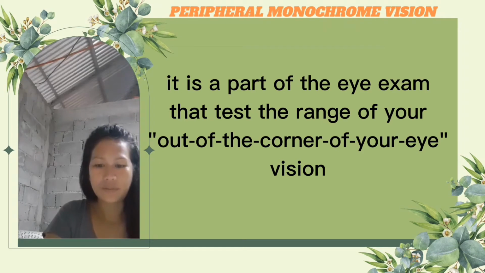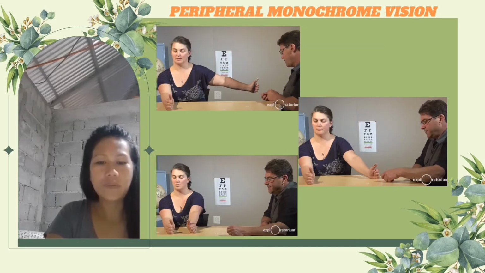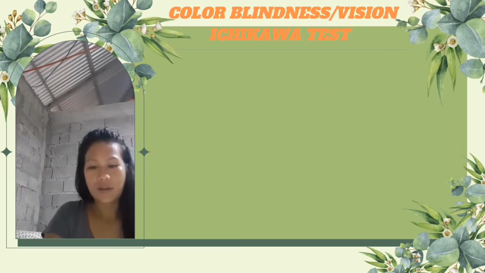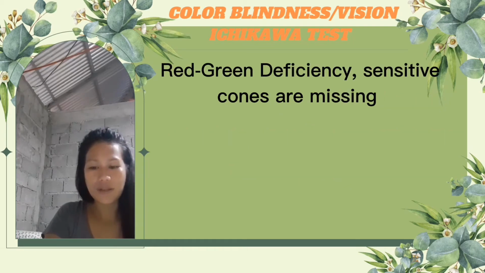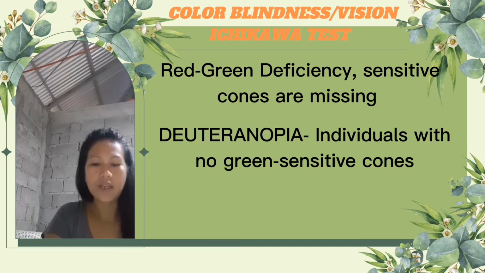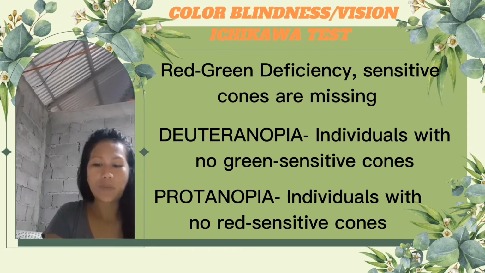Peripheral monochrome vision tests the nature of the periphery. The subject stares forward. Slowly bring a brightly colored paper into the visual field behind the subject's head. Stop when he indicates that the object has entered the visual field, and ask for the color; do not cheat. Color blindness is a color vision deficiency caused by brain or nerve damage, but it is usually an inherited condition. Red-green deficiency is more common, where cones are missing. Deuteranopia: no green-sensitive cones. Protanopia: no red-sensitive cones.